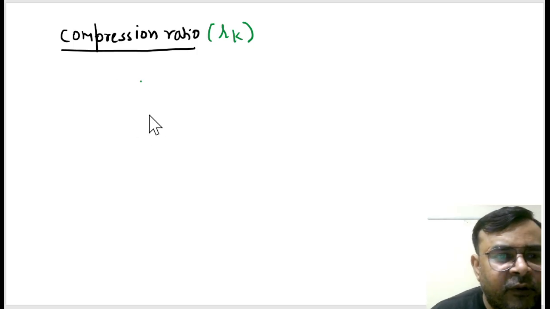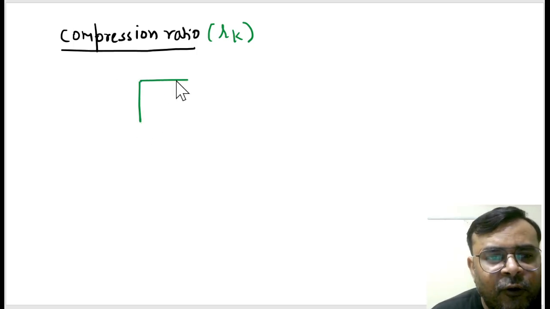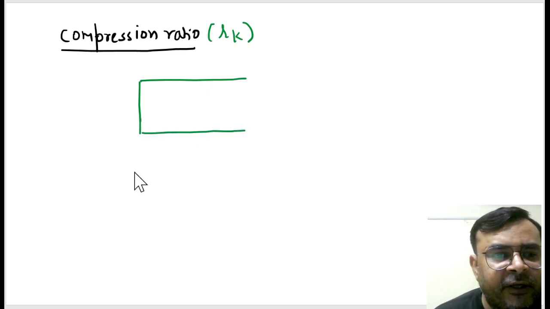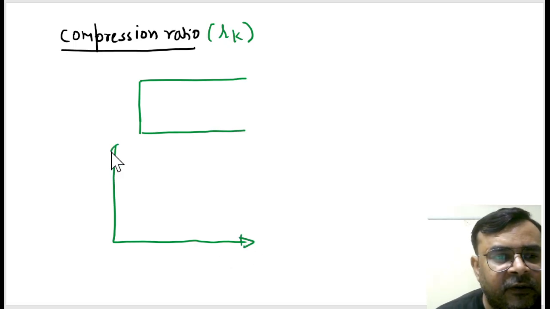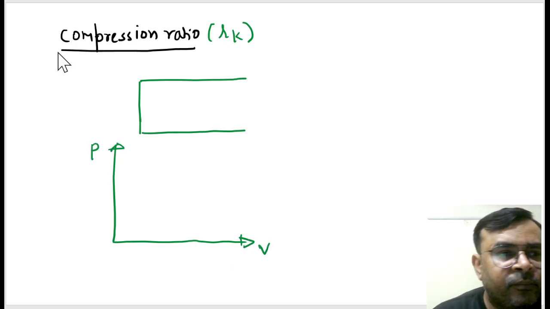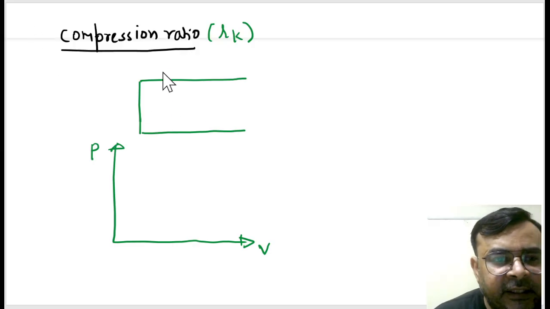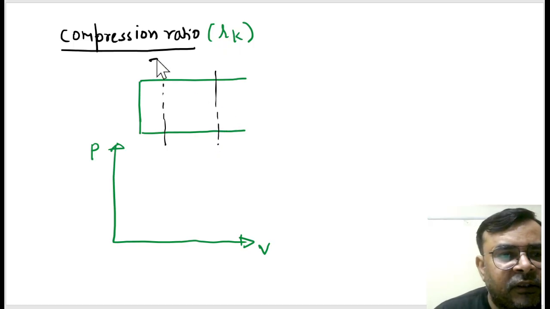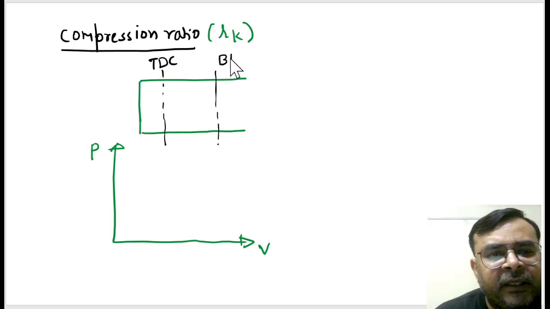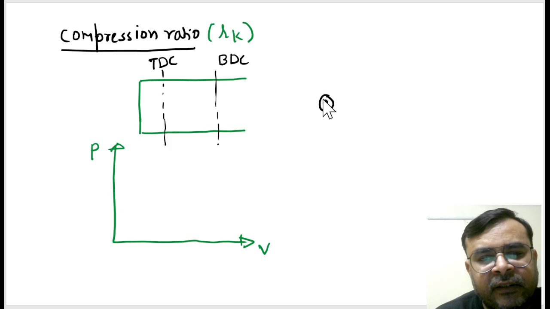So if you have a piston cylinder arrangement, horizontal arrangement, is it right? And with reference to this, if I draw the PV diagram, pressure versus volume diagram, is it right? This is a PV diagram, correct? Here we have pressure and here we have volume. And let's suppose this is a dead center, and this is another dead center. So this is TDC and this is called BDC. And here we have a crankshaft, is it right?